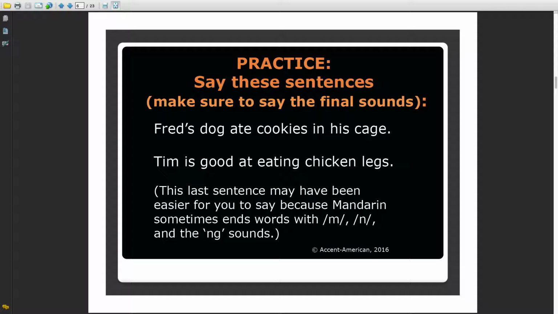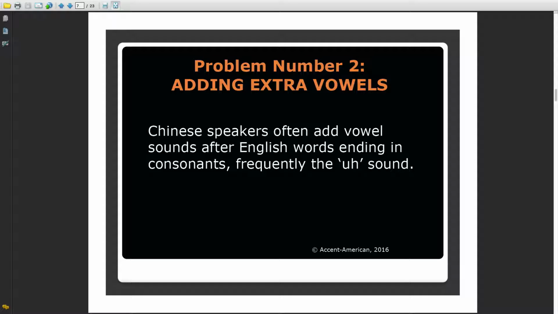Here's another one. Let's try this. Tim is good at eating chicken legs. Very good. Now, let's go into the next problem.